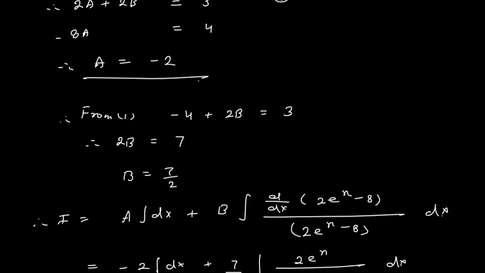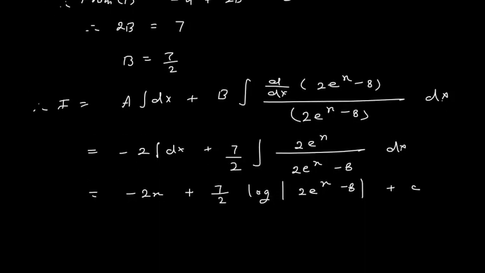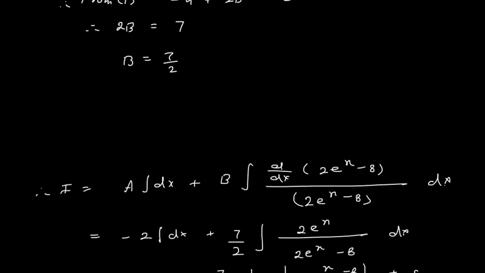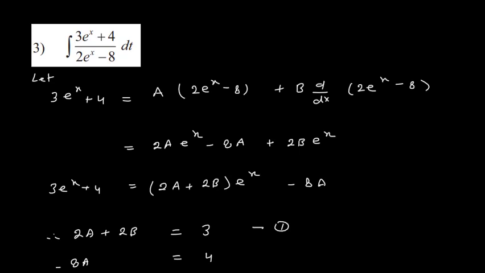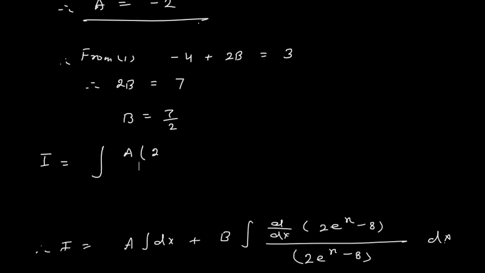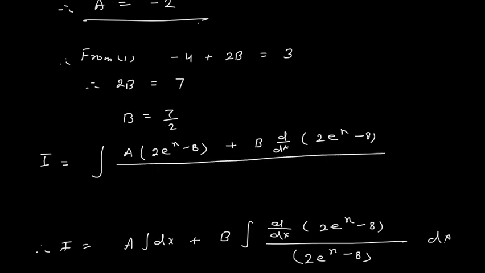Okay, you can write that step. So if I write all the steps, then here in between I can write I is equals to integration of a into denominator, that is 2 into e power x minus 8, plus b into d by dx of denominator, that is 2 into e power x minus 8, whole divided by 2 into e power x minus 8, into dx.